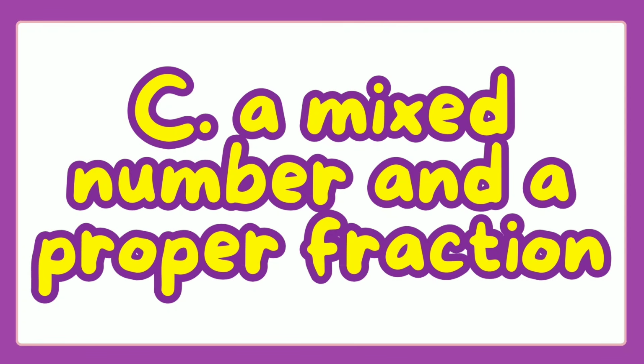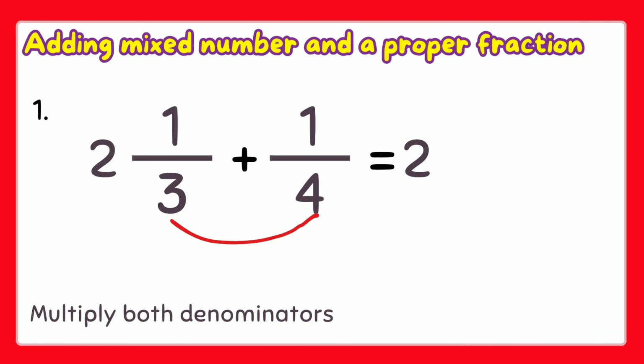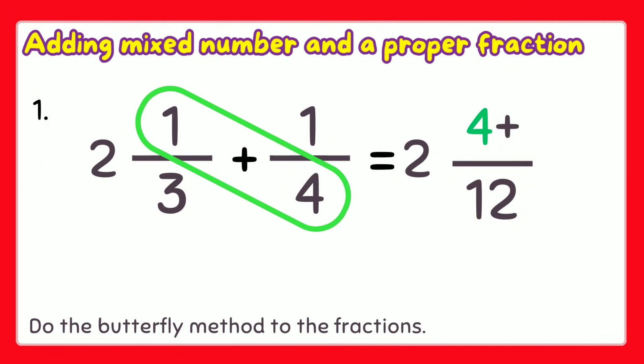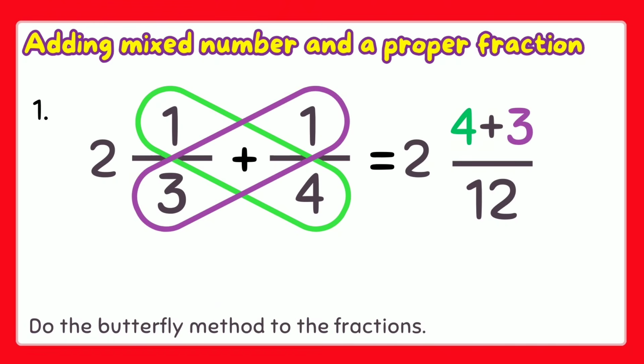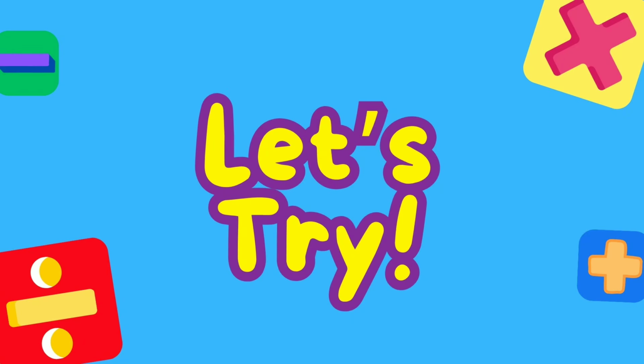Letter C, a mixed number and a proper fraction. For example, 2 and 1/3 plus 1/4. All we have to do is to copy the whole number first. And then, let's multiply both denominators. 3 times 4 is 12. And then, let's do the butterfly method. 1 times 4 is 4. And 1 times 3 is 3. Let's add the products. 4 plus 3 is 7. So the answer is 2 and 7/12. Let's try.